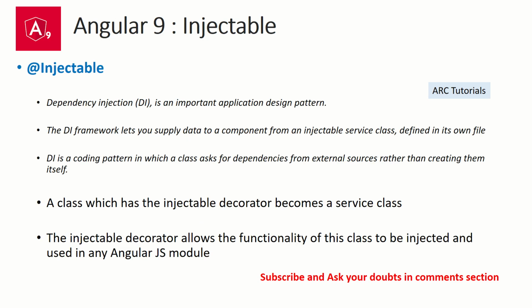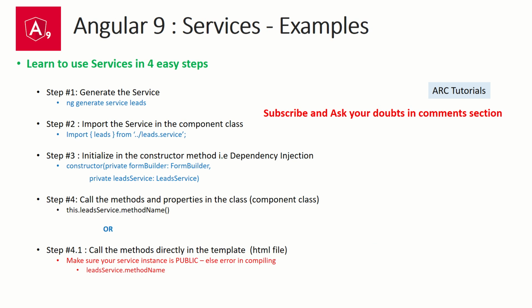All right, so we just saw the injectable decorator, how to use that, and we have seen how it works as part of dependency injection, that it's imported and then it's injected into the constructor and we use it. So these are some of the steps for your notes. Generate the service, which we did using ngCli, and we have imported the service into the component class. We initialize the constructor method in the dependency injection, and we are calling the methods and properties.